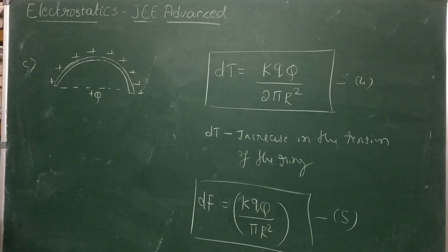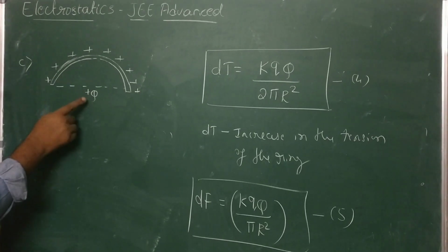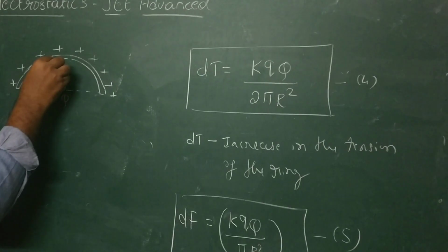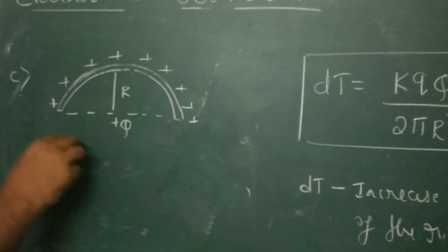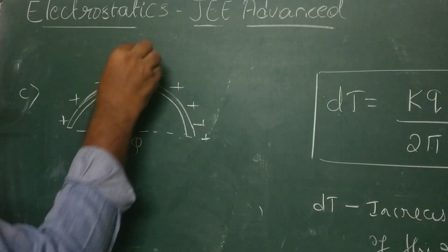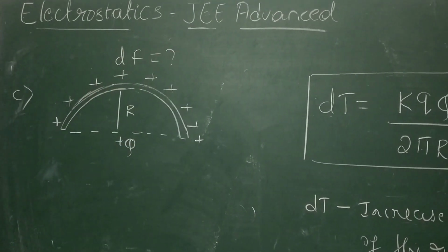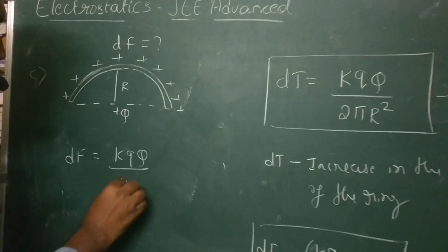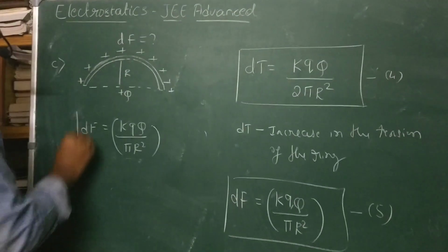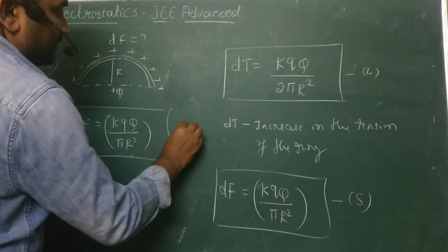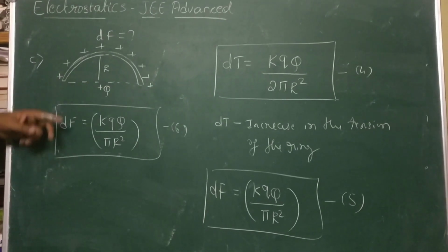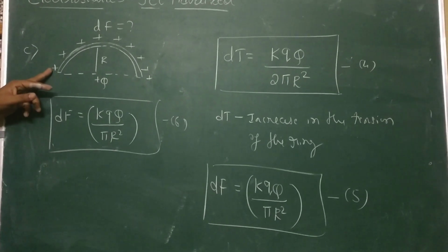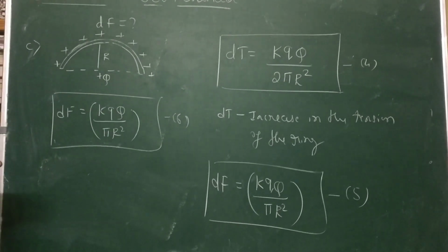Now in the third part they are asking what is the force exerted by this point charge on the half part of the ring. I have taken the half part and here its radius is r. How much force is acting here? Let us calculate. dF equals k Q q by pi r square. So this is the answer. I'll call it equation 6. Already we have calculated this in the second part, so the answer for the third part is the same as that of the second part. You can think over why the answer is the same.